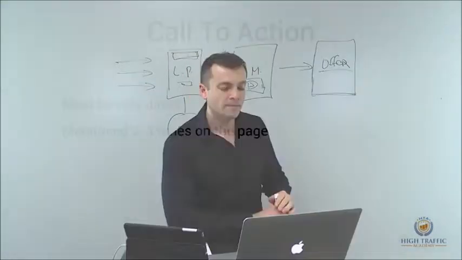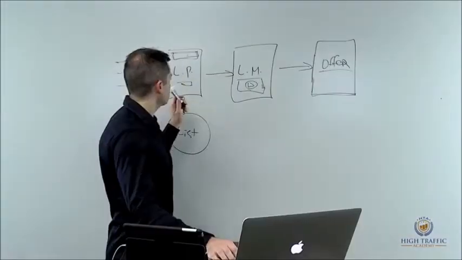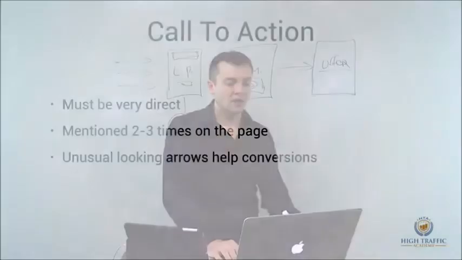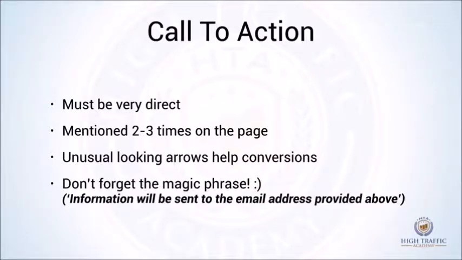So it's very important. I want my call to action mentioned 2 to 3 times on the page. So if it's a landing page, a couple times mentioned, call to action, helps conversions. If you have unusual looking arrows, that also can help conversions sometimes. And also, this is specifically true for landing pages. Don't forget the magic phrase. And the magic phrase is usually below the submit button on the landing page. I would add a little text that basically says information will be sent to the email address provided above. And that helps me eliminate a lot of the fake people entering their fake emails.